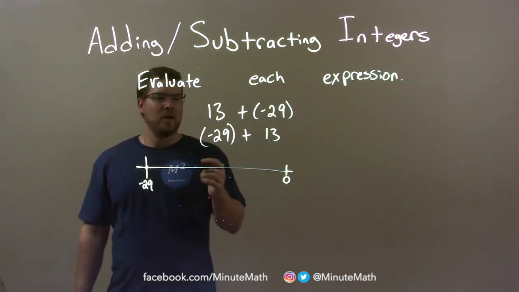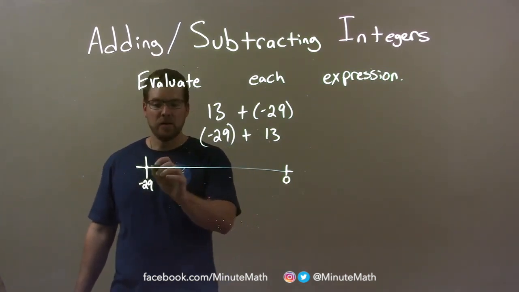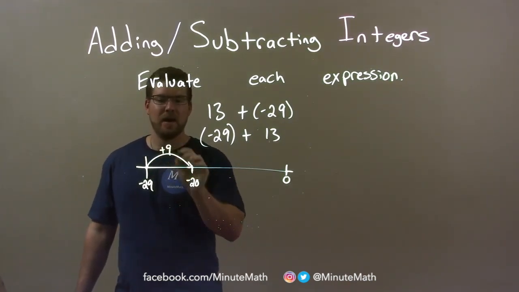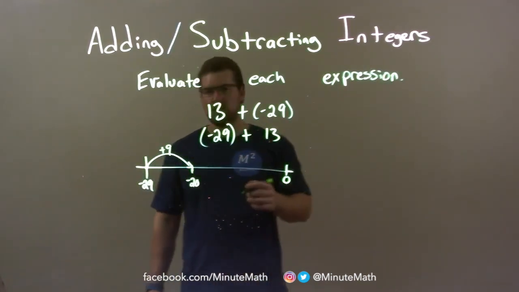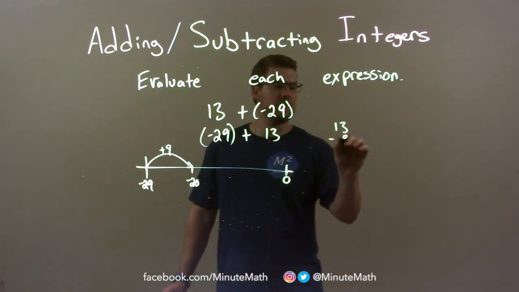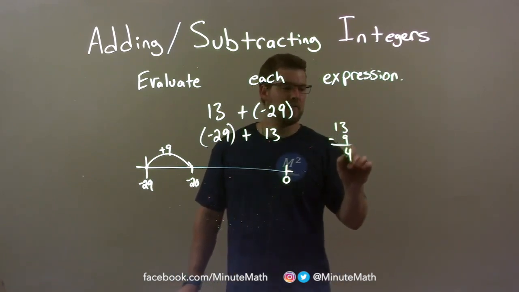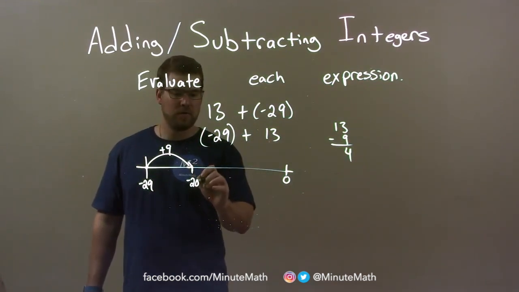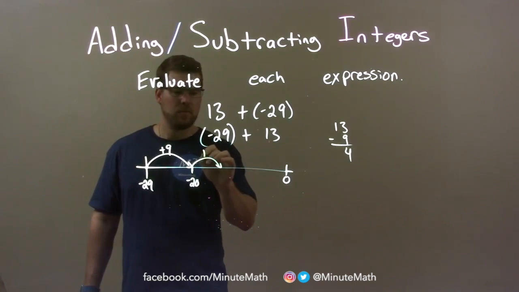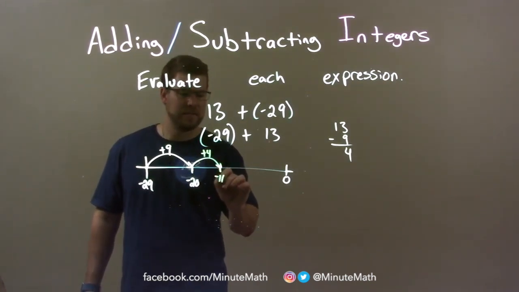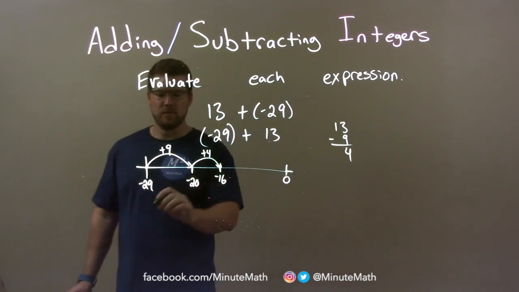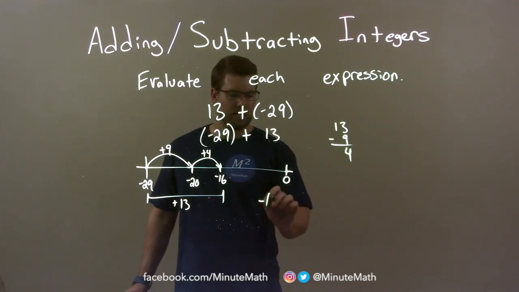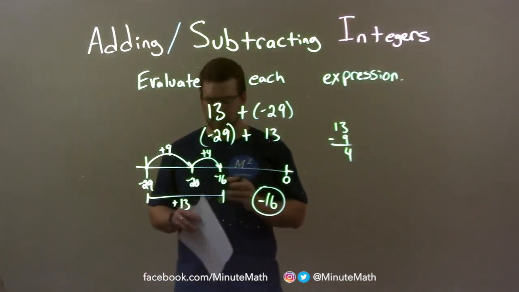Well, I know if I add, let's say, 9 units, it's going to get me to negative 20. So we add 9 units. Well, 9 is close to 13, but we're a few off. 13 minus 9 comes out to just be a 4. So we have to add 4 more units. We add 4 units to negative 20, and we're at negative 16. And we know that 9 plus 4 is a positive 13. So negative 16 is our final answer.